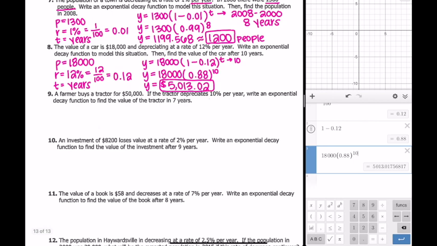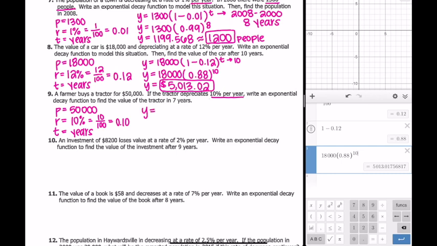A farmer buys a tractor for $50,000. If the tractor depreciates or decreases in value 10% per year, write a decay function to find the value of the tractor in 7 years. So our principal amount, it was worth $50,000. The rate of decay is 10%. So remember, 10 over 100 is 0.10. And T, that rate, occurs every year. So T is years.